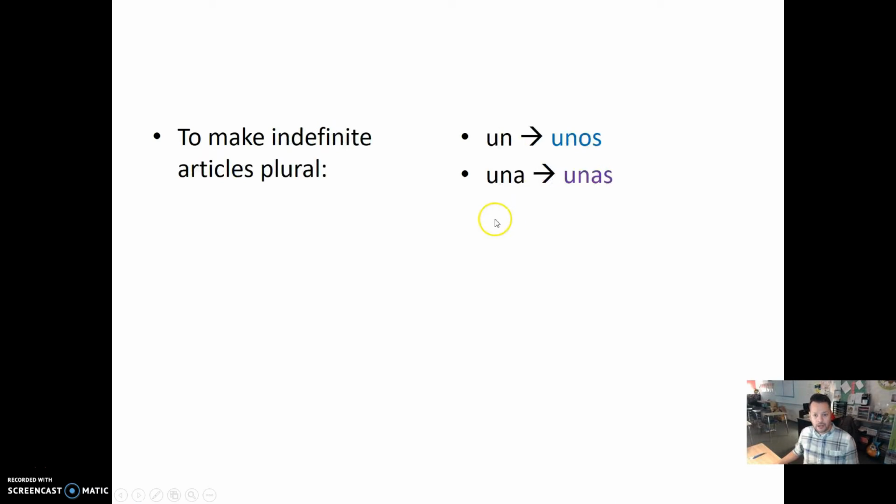All right? Indefinite articles, un or una, that should look familiar to you, okay? And if you want to say some in Spanish, now you have unos, describing masculine nouns, and unas, describing feminine nouns, plural, of course, okay? So once again, un, to be plural, is unos, or it changes to unos when it's plural, and una changes to unas when that becomes plural too.